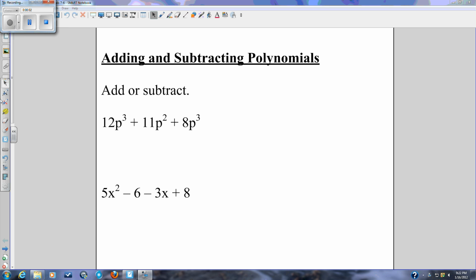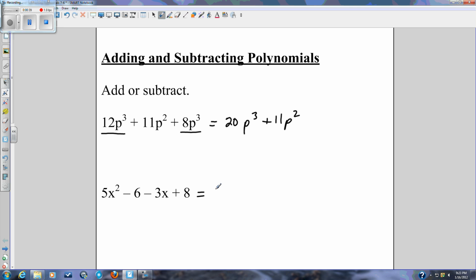Today we're going to talk about adding and subtracting polynomials, and basically you've kind of done this since the start of the school year. You're basically just combining like terms. So 12p to the third plus 11p squared plus 8p to the third. 12p to the third and 8p to the third are like terms, so add the coefficients together, the numbers in front, so we get 20p to the third. And we are left also with 11p squared. These are not like terms, so we just leave it as it is.